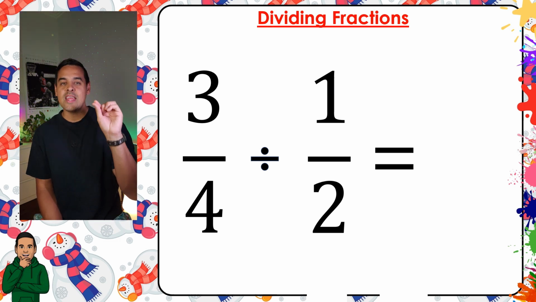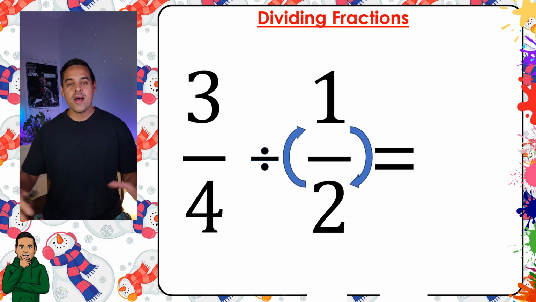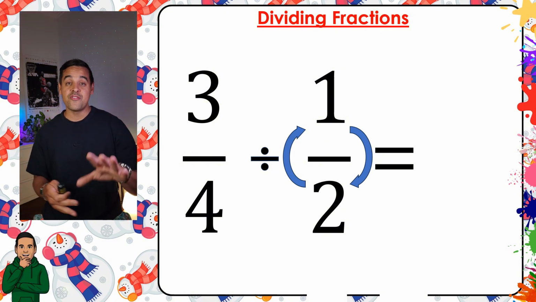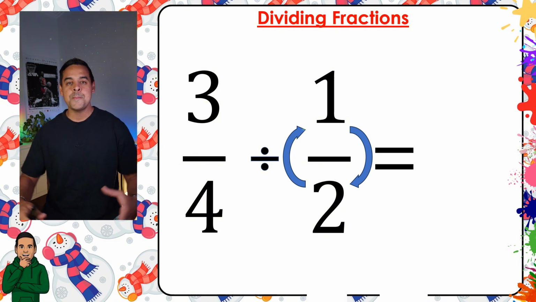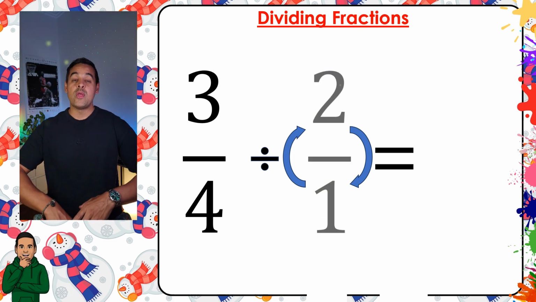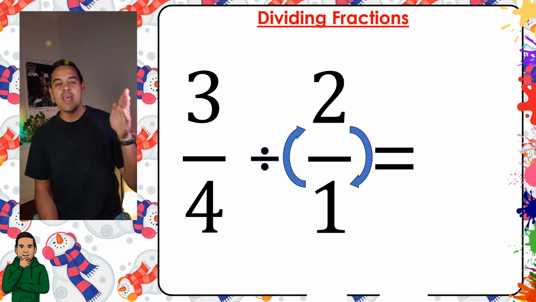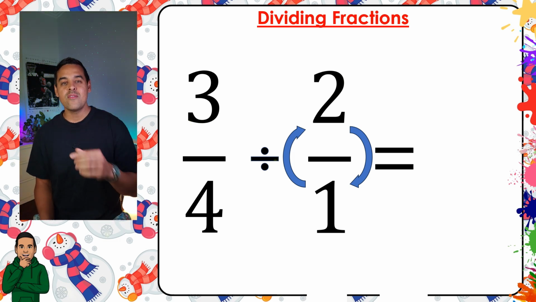Now, the question here is 3 over 4 divided by 1 over 2 or 1/2. Remember, step 1, flip your second fraction. The first fraction stays the same. We need to flip our second fraction. So we rewrite our new fraction here as 2 over 1. So we have 3 over 4 divided by 2 over 1 now.